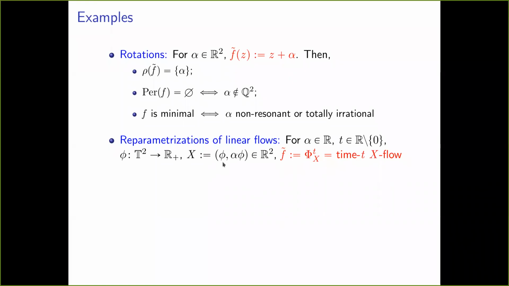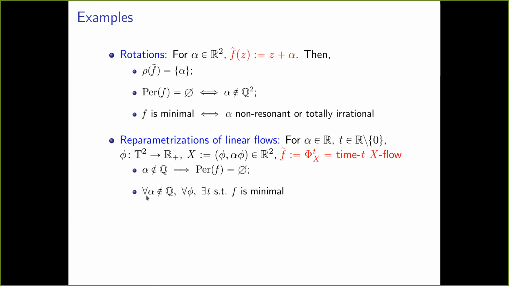In this case, you can produce new examples, some new phenomena. In fact, if you take alpha an irrational number, you will have that you don't have periodic points for the corresponding homeomorphism. This is due to the fact that when alpha is irrational, the flow is minimal.